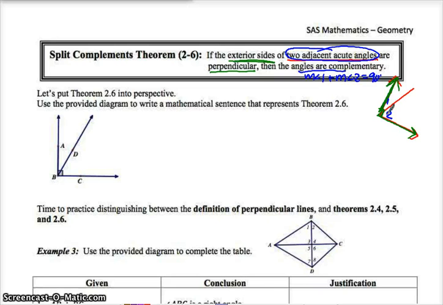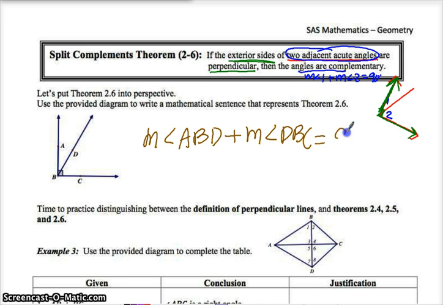So let's put that into perspective. Use the provided diagram to write a mathematical sentence that represents theorem 2.6. So look at what I did here, and you translate it into this diagram. So you should be writing the measure of angle ABD plus the measure of angle DBC equals 90 degrees. That's what that means.